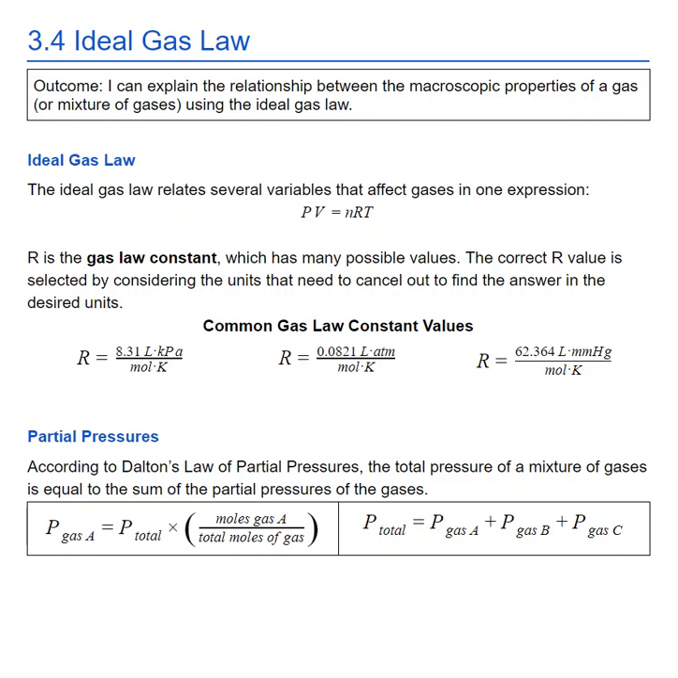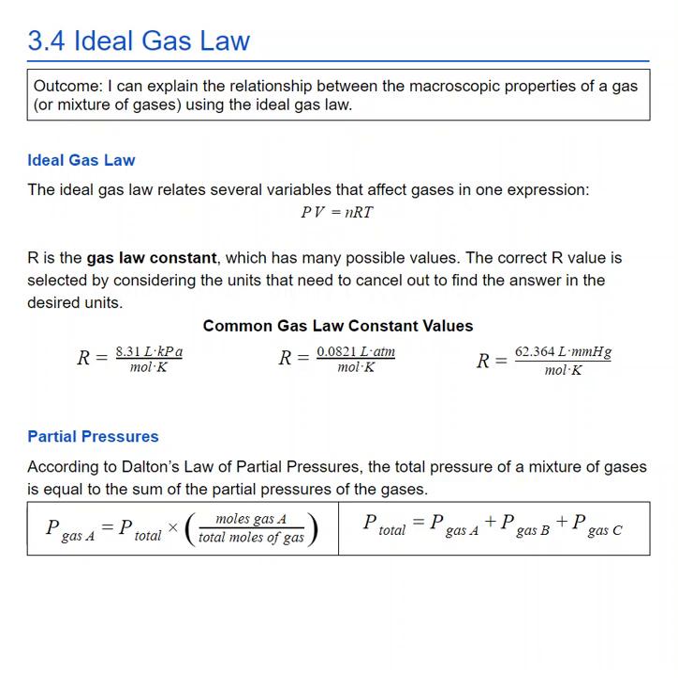So these gas law constant values, these are not equations. They are just a number with units, and we need those units to cancel out. So there's actually hundreds of gas law constants, all with different units. These three are kind of the most commonly used ones in chemistry.